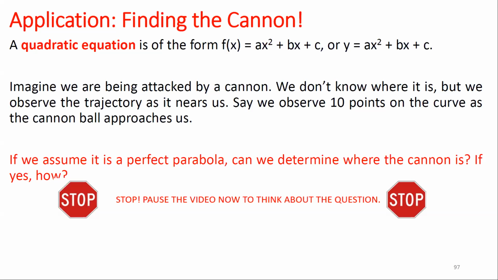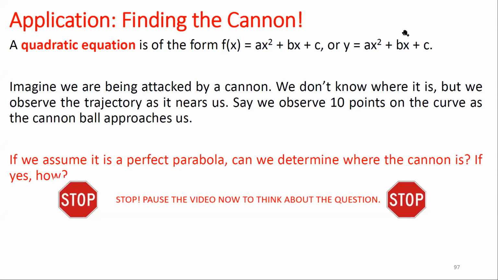Would you like to know where the cannon is so that you can hit it? Yes. So imagine we observe 10 points. We don't know where the cannonball was launched, but we observe 10 points as the cannonball is coming down towards us as it misses. If we assume it's coming in a perfect parabola, can we determine where the cannon was? I'm going to pause the video and let you think about this for a moment.